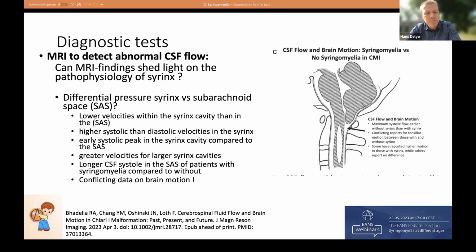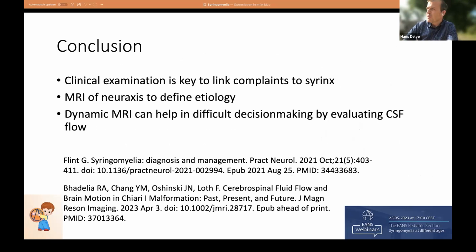There's an early systolic peak in the syrinx cavity compared to the subarachnoid space. So the timing of the peak is also of importance, because that has been shown in experimental work that if there is a delay in the peak flow between the central canal and the subarachnoid space, this could cause some dilatation. So there's pretty much good data coming out and getting better about the CSF movement, but there's conflicting data in the evaluation.